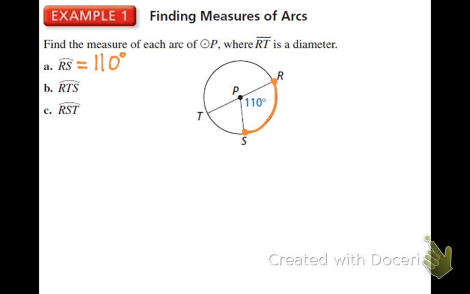Next one we got RTS. So starting at R, we go around the circle towards T, so that would be up towards T and then to the letter S. So remember, the entire circle is 360 degrees. How much of the 360 is not included? 110. So subtract it, and we get 250.